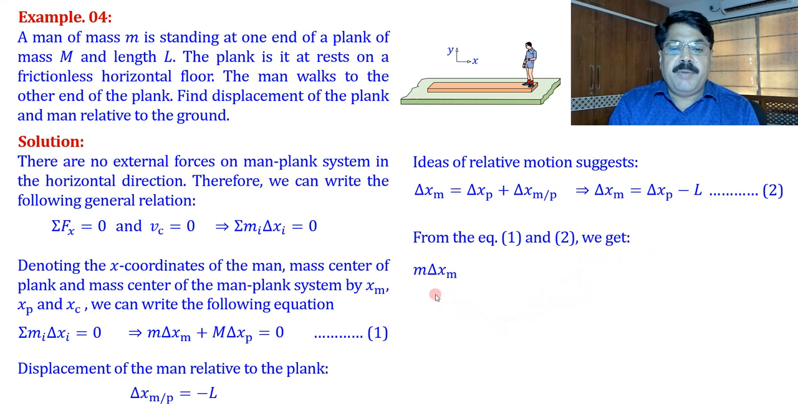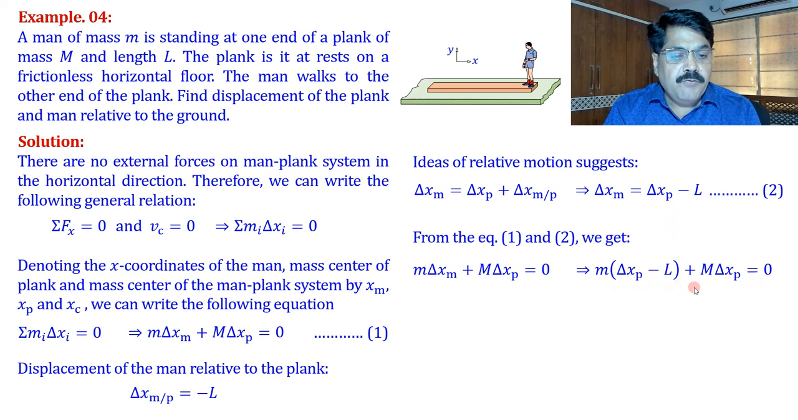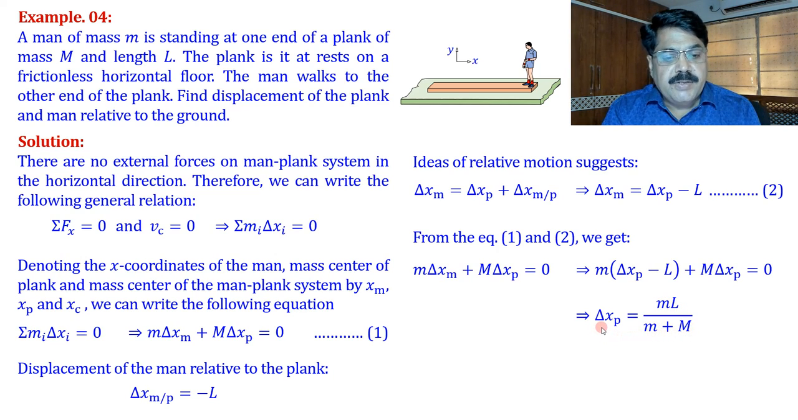So the answer will be: m delta xm plus m delta xp will be 0, this equation, and we substitute here m into (delta xp minus L) plus m delta xp equal to 0. From where what can you write? Delta xp is equal to small m into L upon m plus m. Now substituting this delta xp in this equation, we will find delta xm.